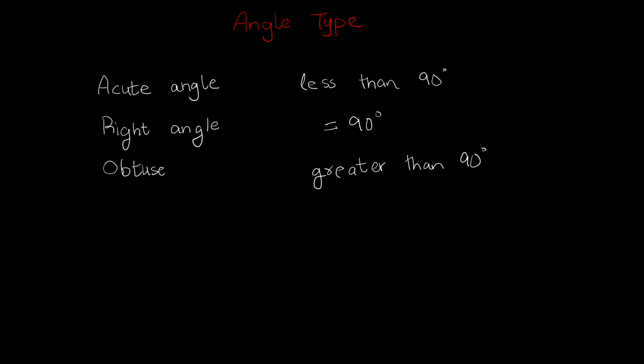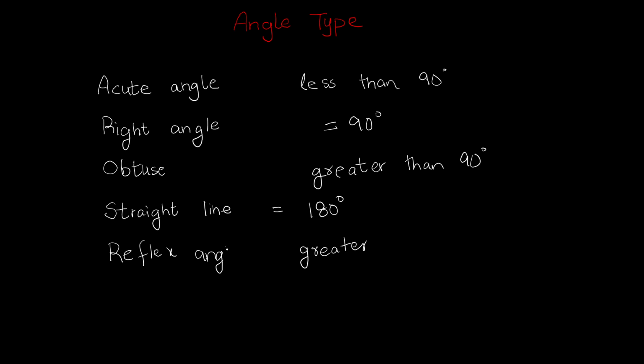You should also know the straight line has 180 degrees. And the reflex angle would always be the one which is greater than 180. So whenever an angle is greater than 180, we call it reflex. Simple so far, right? But the real game starts when you look at angle relationships.